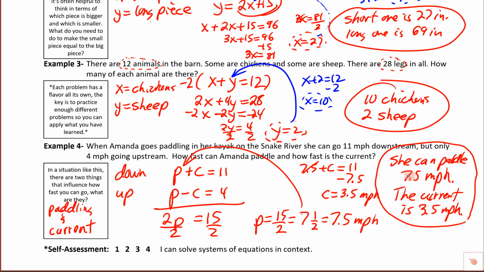So if she were going 7.5 miles per hour downstream and the current was helping her out, we would add these together, just like we indicated here. So 7 plus 3 is 10. 0.5 plus 0.5 is 1, so that's going to give us 11. So we're in good shape there. It definitely makes that first one true. And then if we did 7.5, that's how fast she can go. But now she's got to go against the current, so we're going to subtract that 3.5, and that's going to give us the 4 miles per hour that she was able to go upstream, just like the problem said.